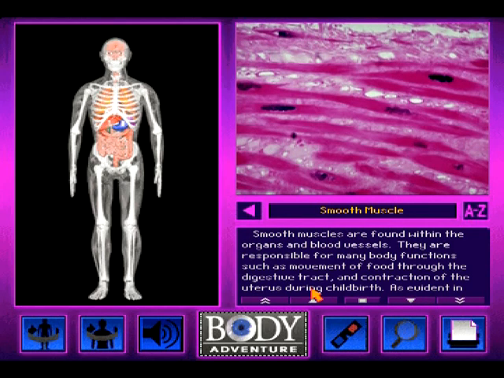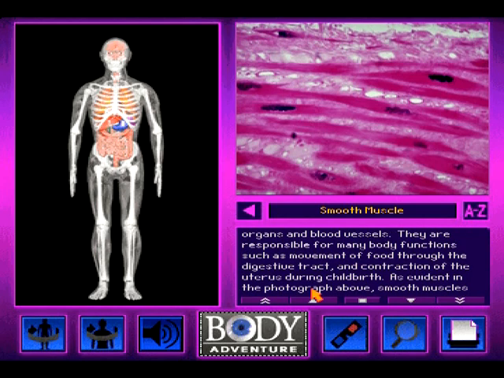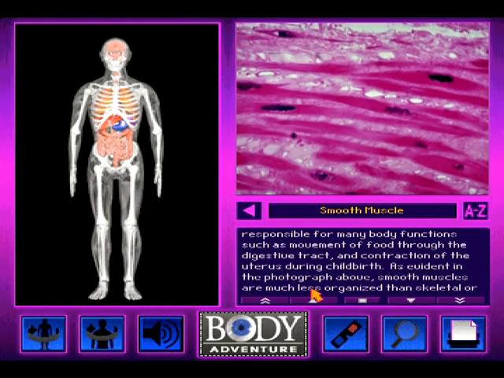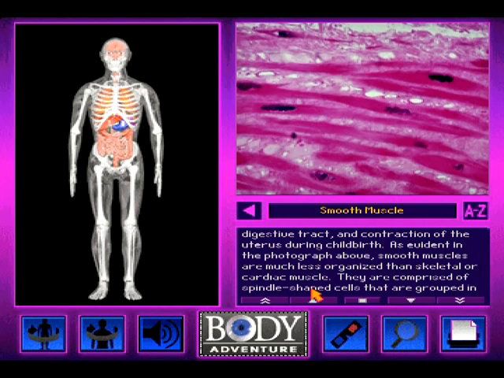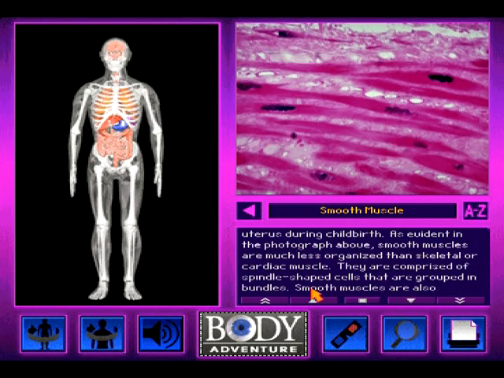Smooth muscle. Smooth muscles are found within the organs and blood vessels. They are responsible for many body functions such as movement of food through the digestive tract and contraction of the uterus during childbirth. As evident in the photograph above, smooth muscles are much less organized than skeletal or cardiac muscle.